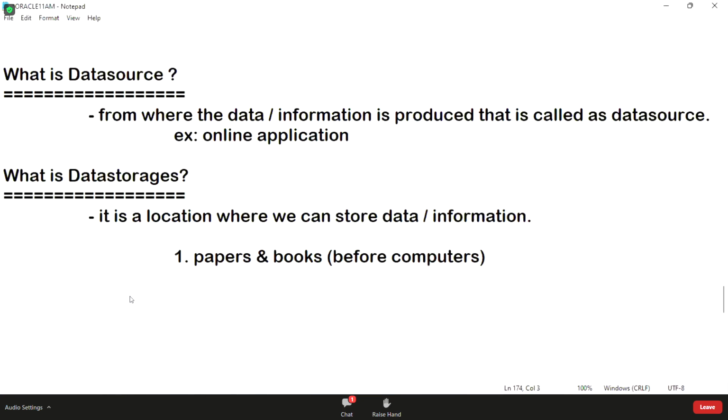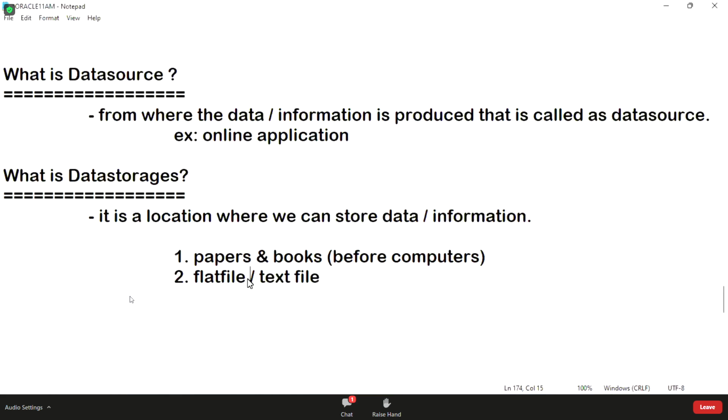And after computers, that means when computers were introduced in the world, how was the data stored? They stored the data in flat files. And a flat file is even called a text file.